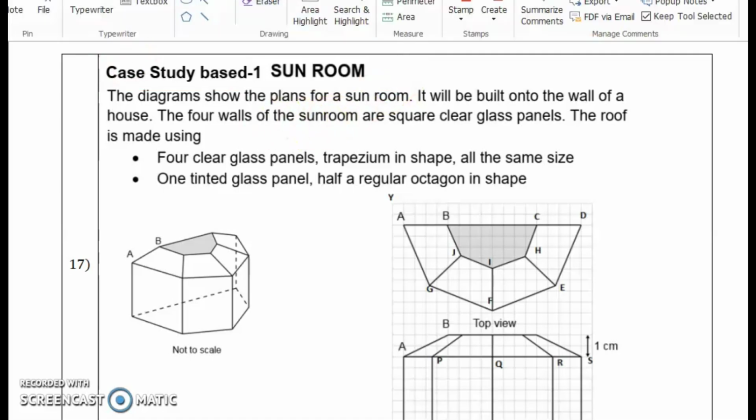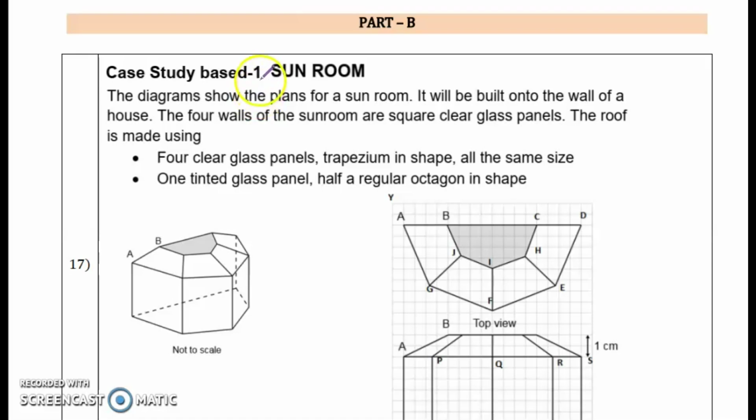The first problem, as I told, is a case study problem. A base diagram is given here. See here, there are four walls of the sunroom. This is 1, this is 2, this is 3, and the back side is 4. The roof is made using 4 clear glass panels. This is 1, 2, 3, and this is 4, which is trapezium in shape, which is clear from the diagram, and all are of the same size.